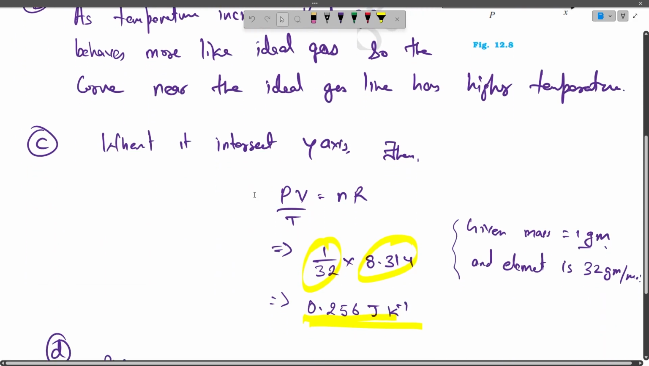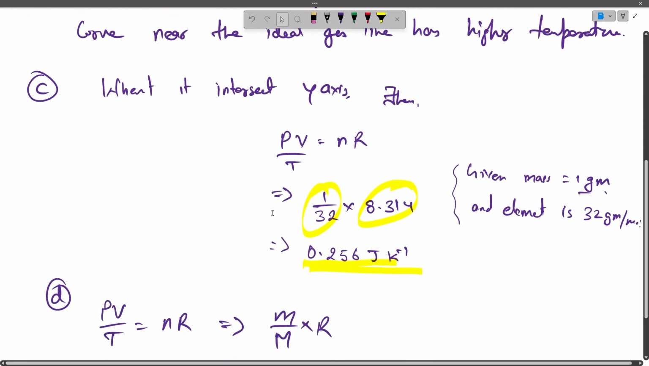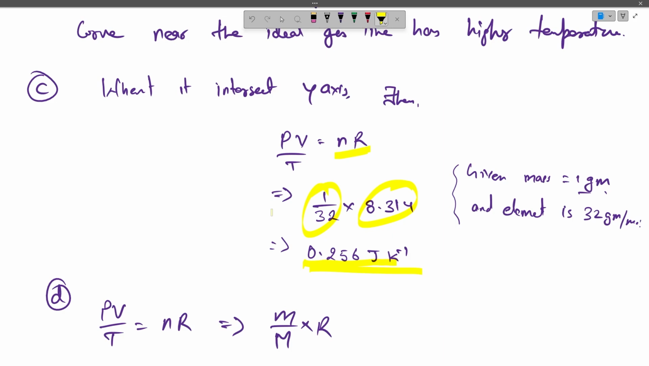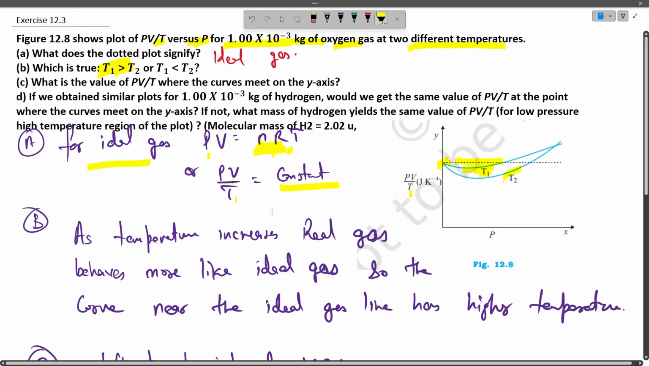As we see in the calculation over here, this nR depends upon the molar mass of the gas that we are talking about. In the case of oxygen we have 32, and in the case of hydrogen it is just 2. So its value can't be equal for oxygen gas and hydrogen gas, so it will change. Now if not, what mass of hydrogen yields the same value of PV by T? We already know that it is not equal.